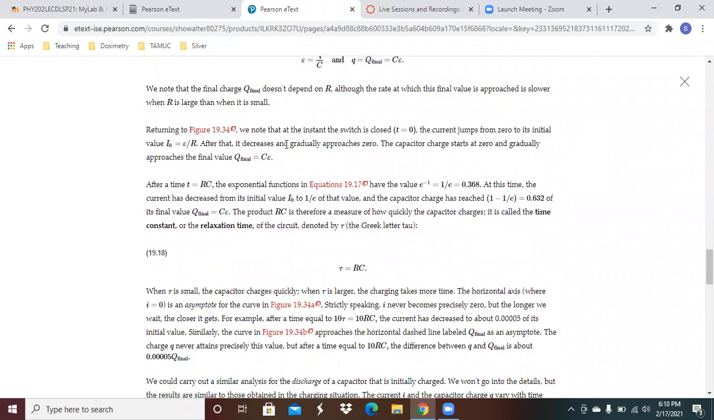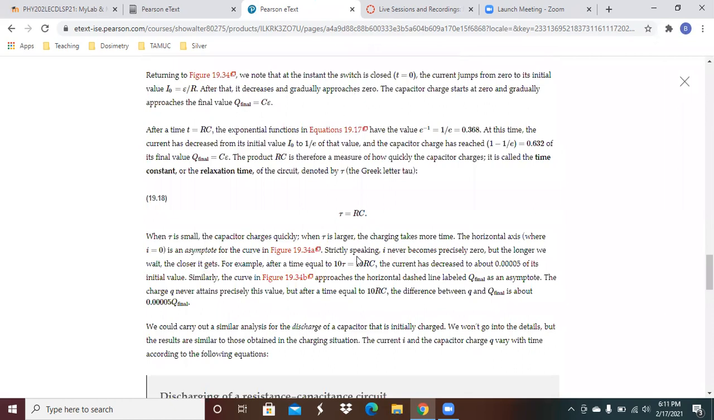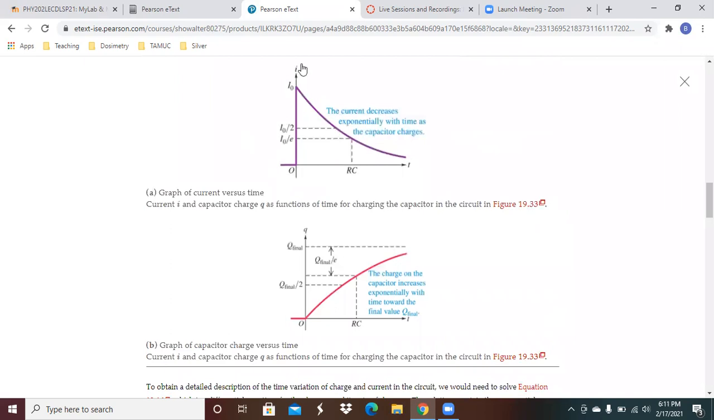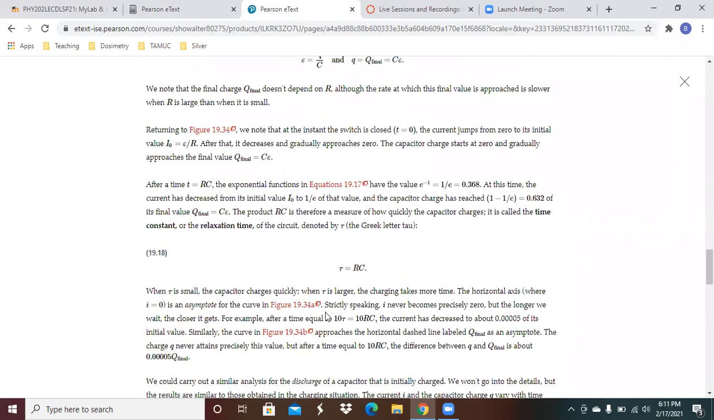So if we return back to figure 19.34, this right here, we're going to notice that at the instant the switch is closed, the current jumps from 0 to its initial value. After that, it decreases and gradually approaches 0. The capacitor charge starts at 0 and eventually gets to this point. In other words, current goes up and then goes down. Charge always goes up.